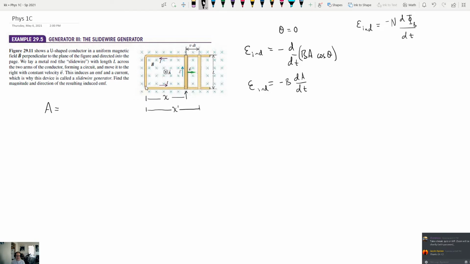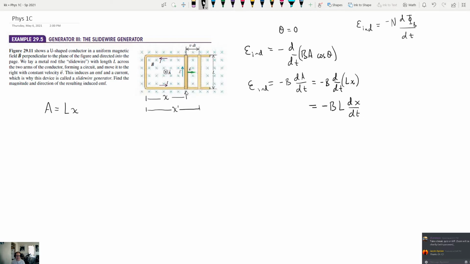The area is a rectangle, right? So one side is L, and if the other side is x, it would just be L times x, right? So we plug that into this equation. Then we can say that the length of this wire is constant. So we're left with B times L, and then what's left in this equation is just dx/dt.